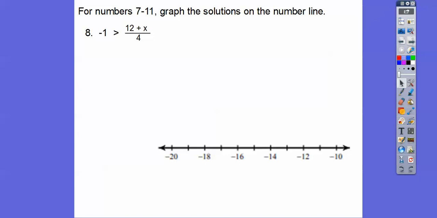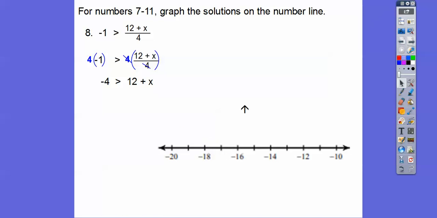All right, we don't like that fraction, so let's multiply both sides by 4. 4 times negative 1 is negative 4. On the right-hand side, the 4's cancel. So when we subtract 12, just be careful, you guys. We have negative 4, and we're going to subtract 12, which is going to get us negative 16. And it's going to be an open circle right here.